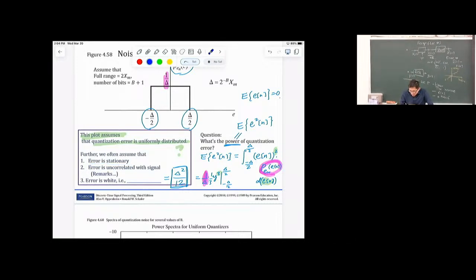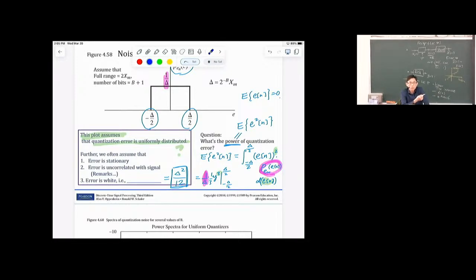Secondly, we often assume the error is uncorrelated with the signal. If you think about it, when we round any number to the nearest integer, is the error uncorrelated with our number? They can all go positive or negative, right? This assumption that they are uncorrelated can also be examined in your homework. In the homework we have a second plot, you take a look.